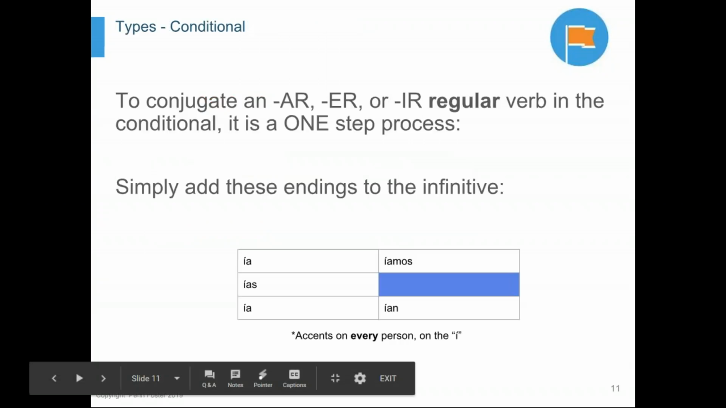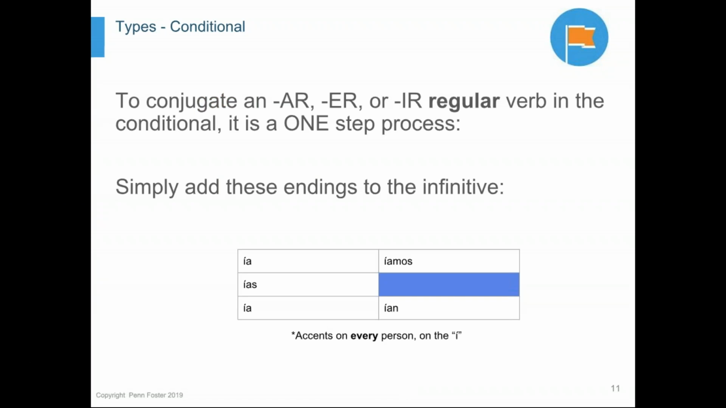As we move forward, we'll start to discuss regular verbs in the conditional tense. Again, remember, conditional is used to express something that would be done. And again, another reminder, just like future, the infinitive ending stays attached. And then you simply add these new endings in the chart below to that infinitive to form a conditional regular conjugation. If you notice, all the endings are very similar in this tense, all beginning with I, and each of them has an accent on the I, every single person.